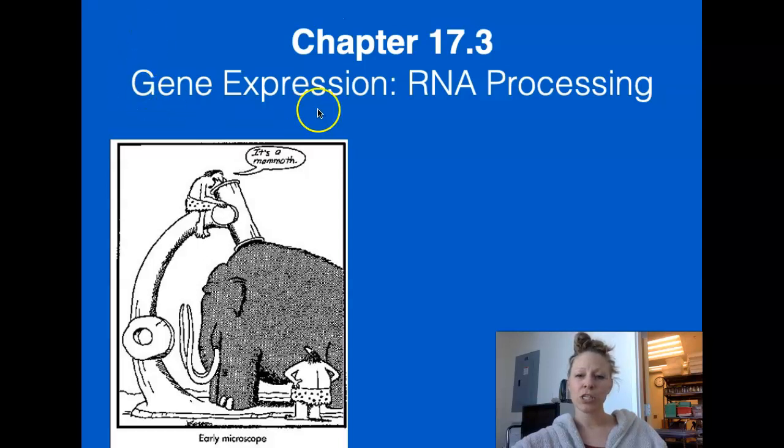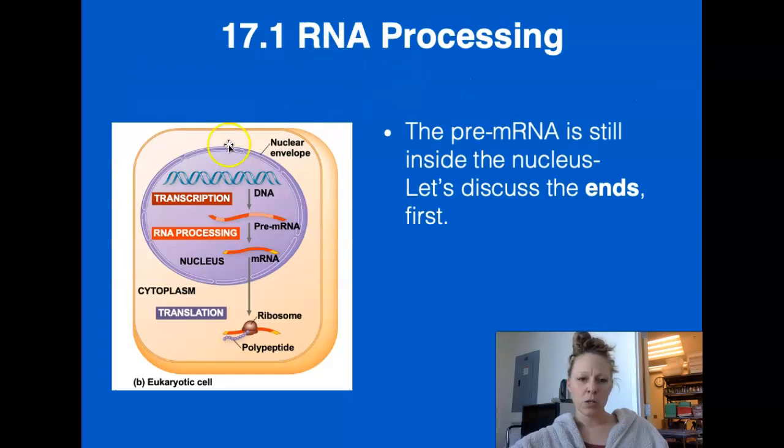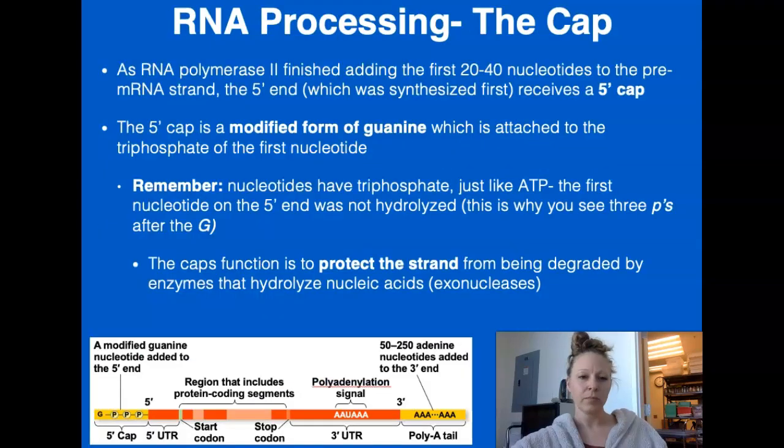We are still talking about gene expression, but more specifically in this section, RNA processing. We are looking at the nucleus, and last time we talked about transcription, which was taking the information from the DNA and transcribing it into a pre-mRNA strand. Now we are going through RNA processing. We're going to take some stuff out, we're going to add some stuff, and we're going to make the messenger RNA, or the primary transcript, which will exit the nucleus. Let's start at the beginning and then move to the end, and then we'll talk about the middle later.